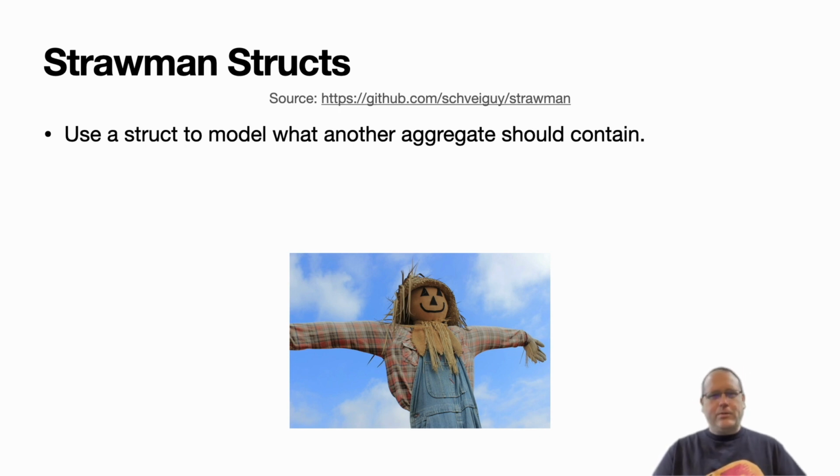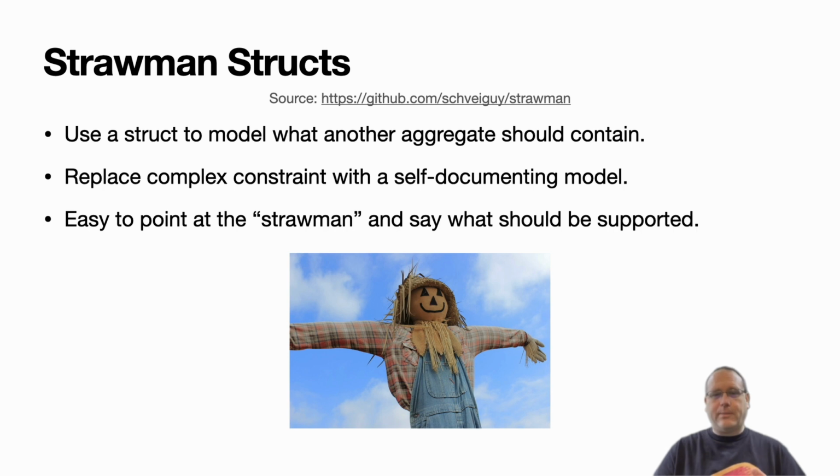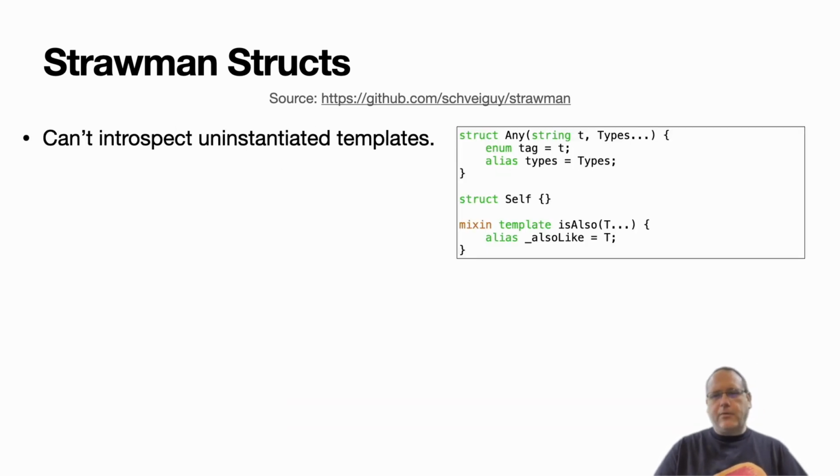And what it is, you're using a struct to model what another aggregate should contain. You replace the complex constraint with a self-documenting model. In other words, you have something you can point at and say, that's the strawman. That's the thing that tells me what should happen. Now, to start off with, we've got to understand that introspection is key here. We've got to be able to introspect this strawman to determine, what does it do? We can only introspect a concrete type, so we can't introspect a template. We need to have something that's like a template parameter.